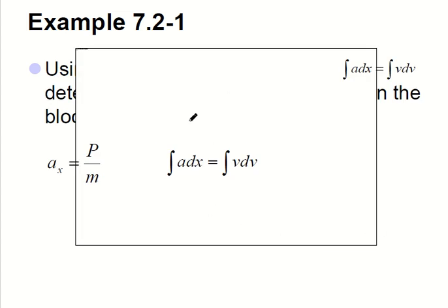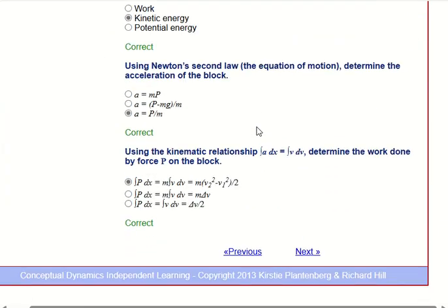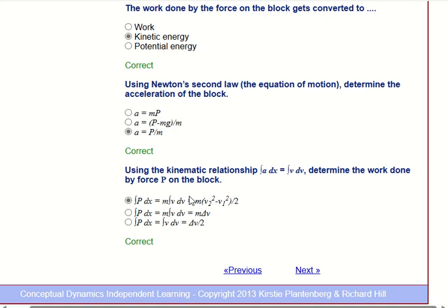I don't know what this is. Something seems to be blocked. So let's go and see 7.2-1 over. Okay, so this is 7.2-1. So we did that. We are supposed to be on here.